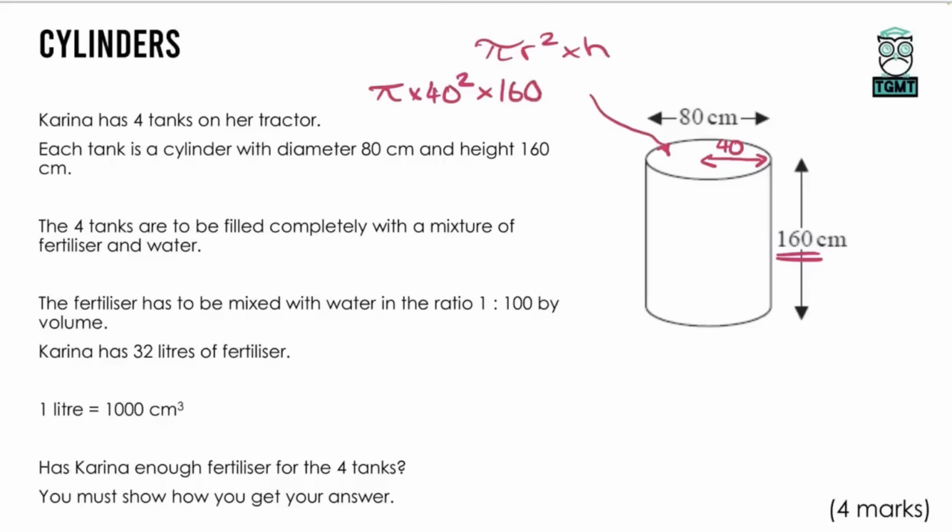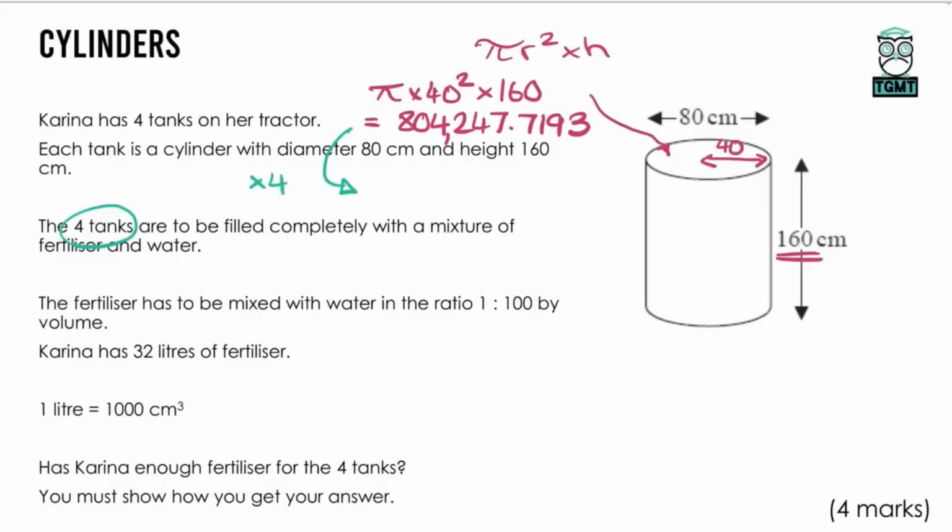So pi times 40 squared times 160, and that gives us a very large volume here, but we get 804,247.7193. And there we go, that is the volume of one tank, 804,247.7193 centimetres cubed. Now it says here that we are going to have 4 tanks. Well, she has 4 tanks, so we need to multiply this by 4. And that's going to give us the volume of all 4.